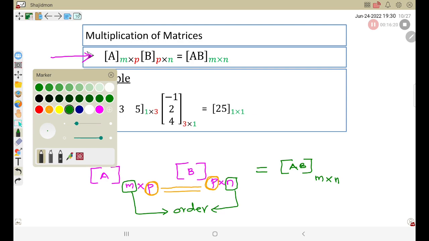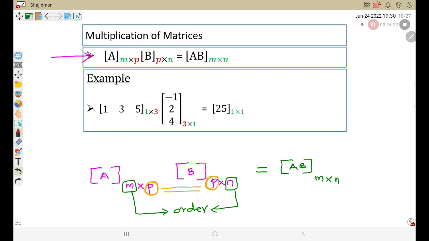So for example, first we will consider a small example. Only one row here, matrix 1, 3, 5, a 1 by 3 matrix, okay? Second matrix is a 3 by 1 matrix. That means one row in the first, three rows but one column in the second. Now, first you check whether we can multiply or not. These two numbers should be the same. See, here 3, here also 3. So when we multiply, the answer matrix order should be a 1 by 1 matrix.